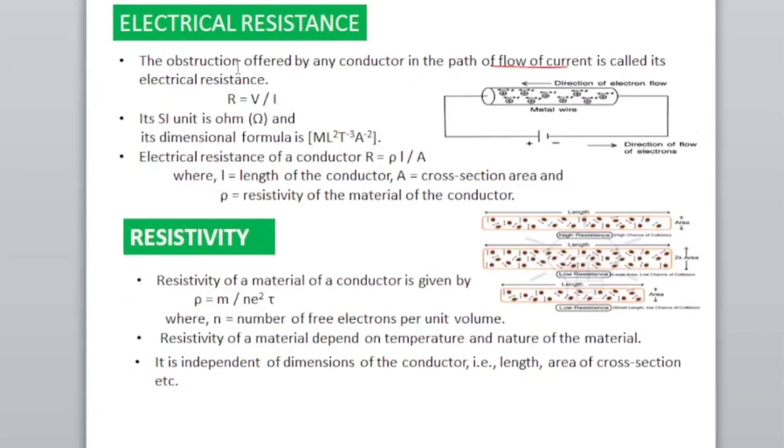Now after this, next, electrical resistance. What is this electrical resistance? It is the obstruction offered by any conductor in the path of flow of current. This is electrical resistance. Its formula is given by R equal to V by I. Its SI unit is ohm.